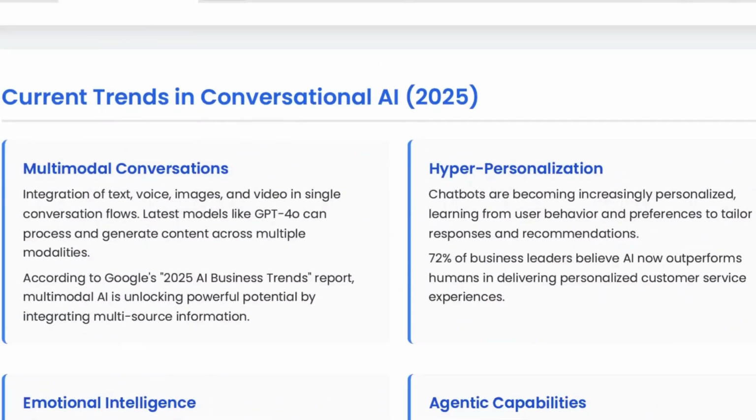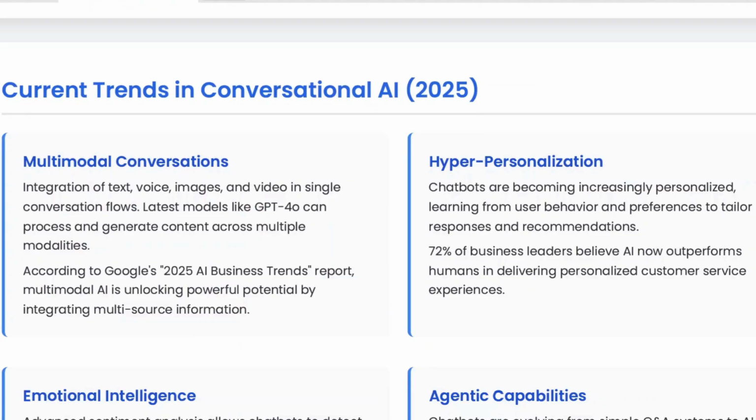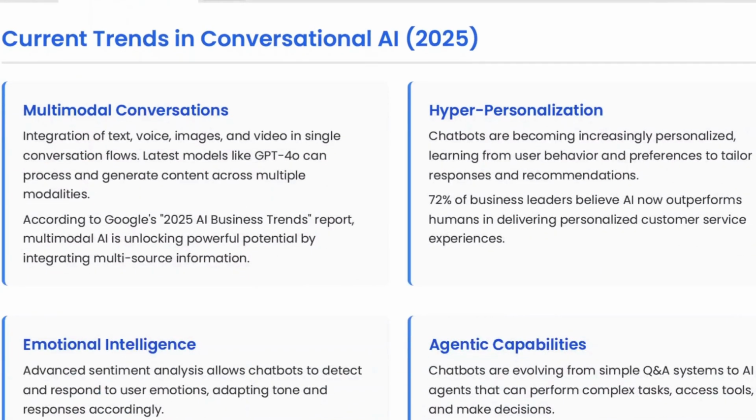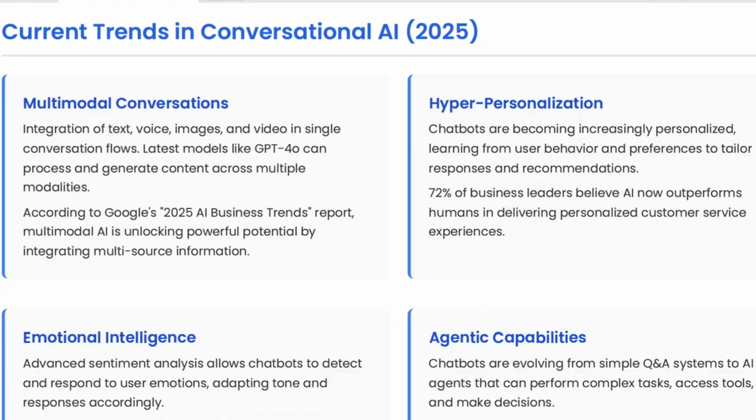Now, let us talk about the current trends in conversational AI. Now it is 2025. So we have multimodal conversation, integration of text, voice, images, and video in single conversation flows. GPT-4o can process and generate content across multiple modalities, according to Google's 2025 AI business trend reports. Multimodal AI is unlocking powerful potential by integrating multi-source information. We have hyper-personalization. Chatbots are becoming increasingly personalized, learning from user behavior and preferences to tailor responses and recommendations. 70% of business leaders believe AI now outperforms humans in delivering personalized customer service experiences.